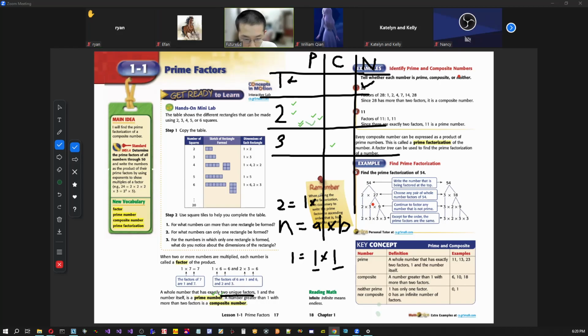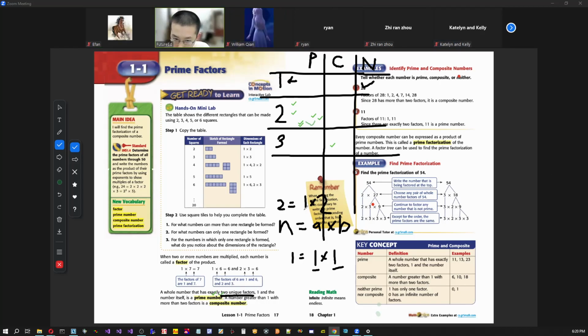Exactly. So if we look back at the definition, a prime number has 2 unique factors, right? You did mention it's divisible by both 2 and 1. So that's 2 unique factors. That's satisfied. 1 and the number itself. So this is check. It's also divisible by itself. So that's check. Because it satisfies these conditions and it's not divisible by any other number, we know that 2 is a prime.